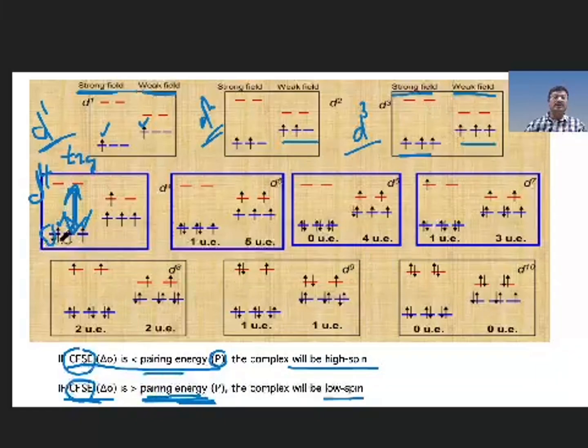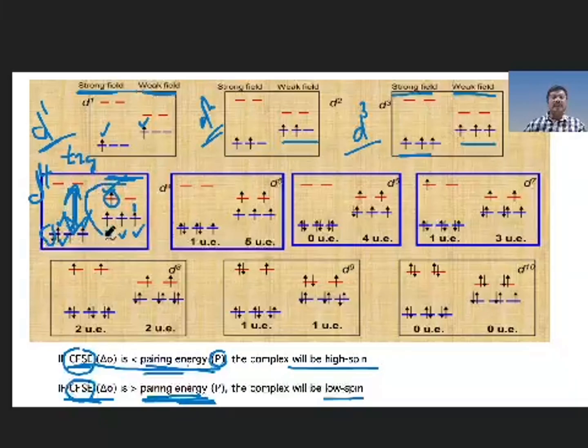Due to that reason, the next electron will go again to t2g. But in the case of the low spin compound, that is the weak field compounds, the first electron will go to t2g, the second electron will go to t2g, and the third electron also goes to t2g. But when you come to the fourth electron, here the CFSE value is less, the delta value is less and the pairing energy is more. So due to the delta value being less, the electron will easily go to the eg level.